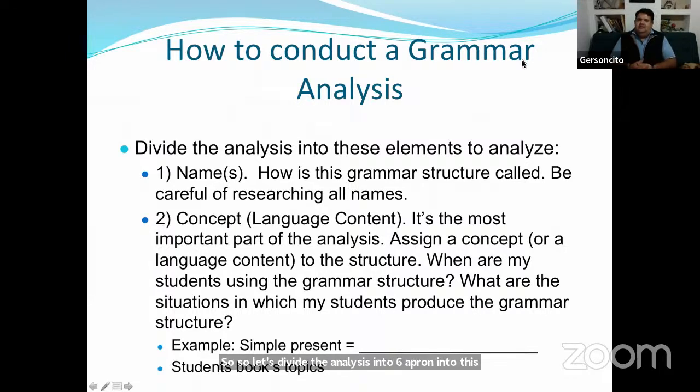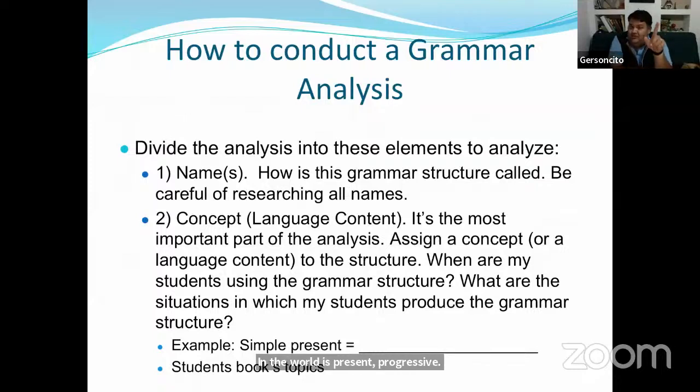I'll read number 1, name or names. How is this grammar structure called? And be careful of researching all names. I'll tell you a little story. When I was 18, I was invited to a position to work in Guadalajara, as a teacher, obviously. And I went. They told me, tomorrow, demo class. Of course. Present progressive. And I said, I eat present progressive for lunch, no problem. I left the office and, what in the world is present progressive?